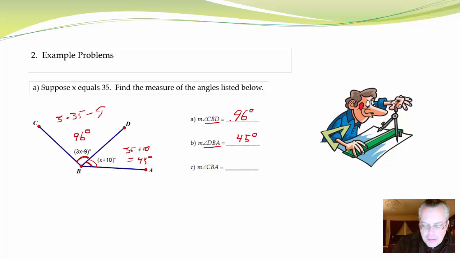All right, the last one, CBA, that's the entire angle. It's what we get when we put the first angle together with the second one. And if angles are adjacent, we just add their measurements. All we have to do is add 96 and 45. So 96 degrees plus 45 degrees is, let me see, 101, 141 degrees. That's the total angle measure if we put them together. Let's look at another example.